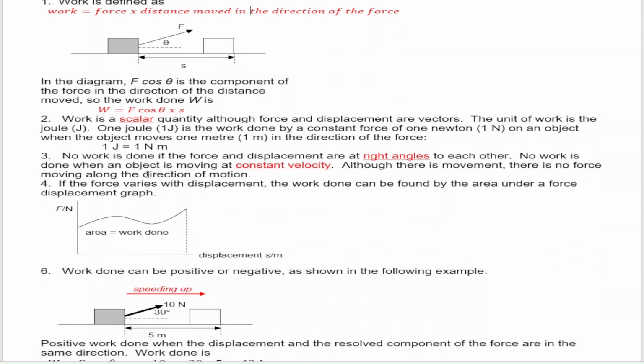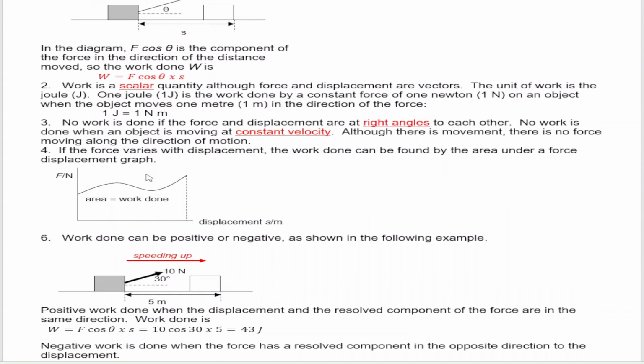Now, work itself is a scalar quantity, although force and displacement are vector quantities. The unit of work is the joule. 1 joule of work is done by a constant force of 1 Newton on an object when the object moves 1 meter in the direction of the force.